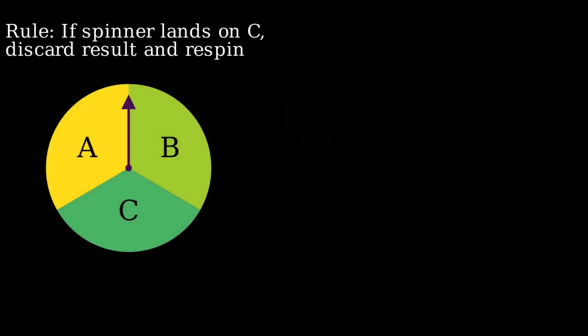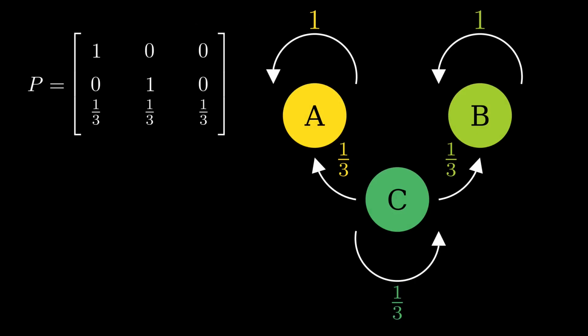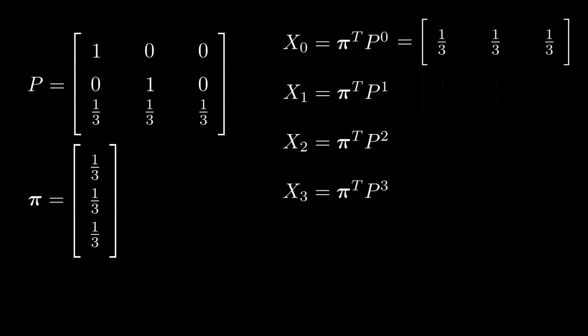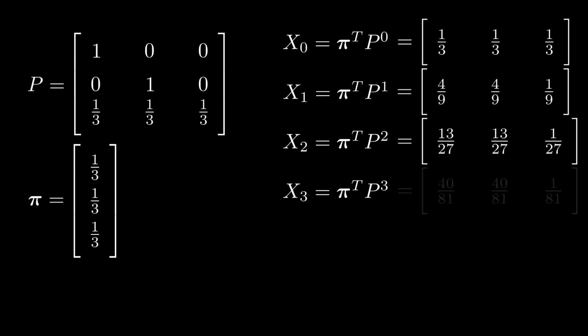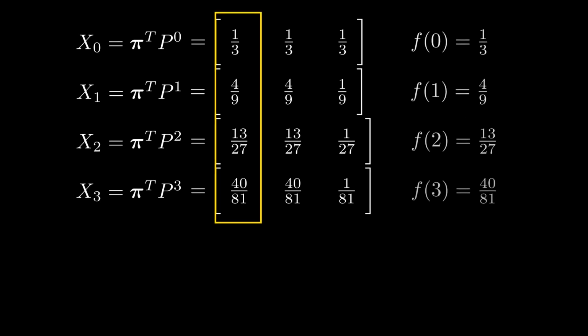Let's look at a more complicated example, for a spinner with 3 states. Here we have a new Markov chain and transition matrix. We can calculate the chance of each state for the first 3 spins. Recall that each column in the output matrix is giving the chance of being in a specific state at that spin. The yellow box is around the chance for being in state A.